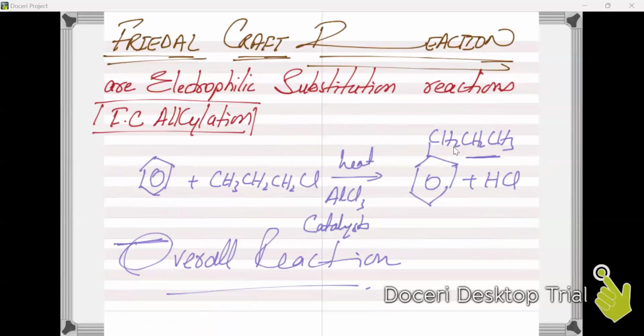Now, Friedel-Crafts reactions. That's the third type. We did halogens, we did nitration, and now Friedel-Crafts reactions, which are electrophilic substitution reactions. Here benzene is reacting with a compound, here chloropropane, heated in the presence of aluminum trichloride catalyst. The halogen will be detached over here, the hydrogen is coming from here, giving hydrogen chloride, and this is propylbenzene. Now, this is the overall equation.